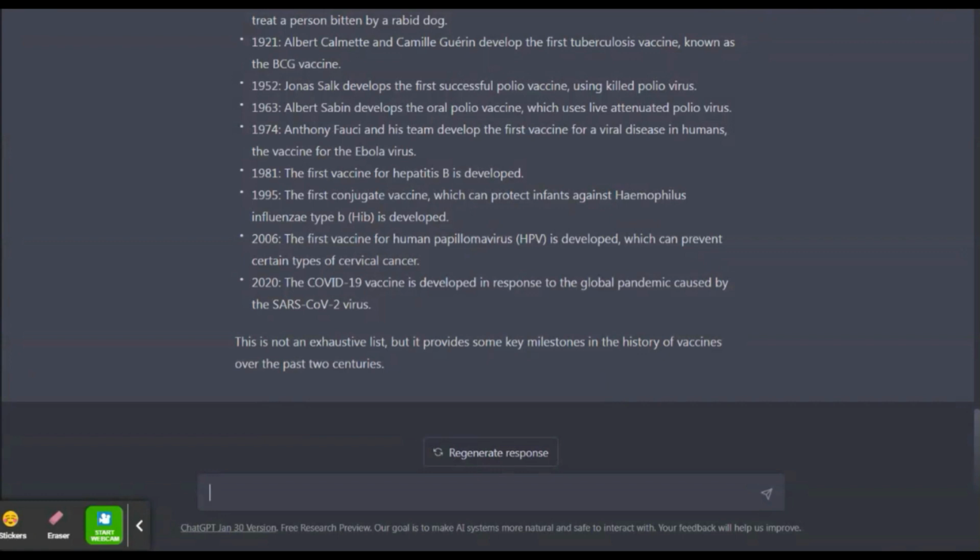There's a polio vaccine, then there's the oral vaccine for polio. Again, polio still exists, which is fine. We understand how it functions, but this is what is crazy. 1974, Anthony Fauci and his team developed the first vaccine for a viral disease in humans, the vaccine for the Ebola virus. Now hold on, wait a minute.